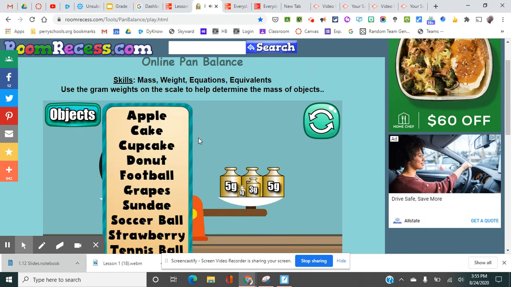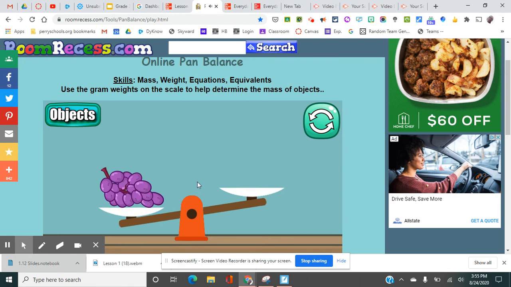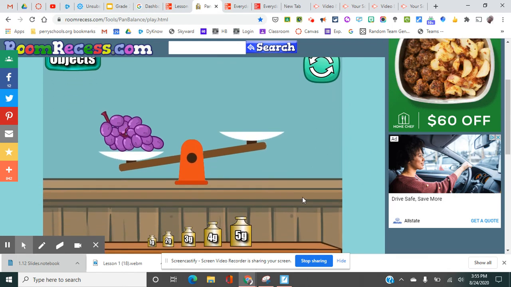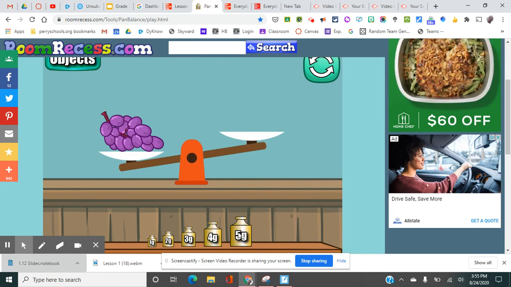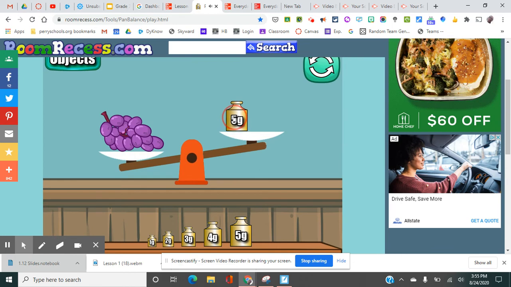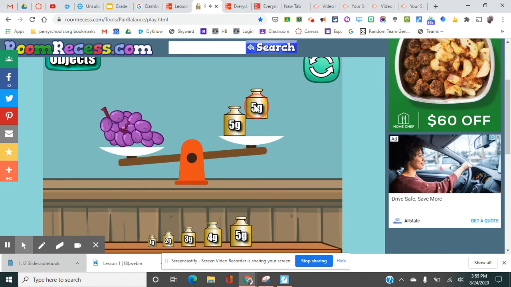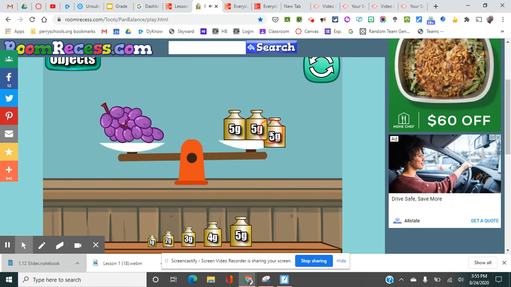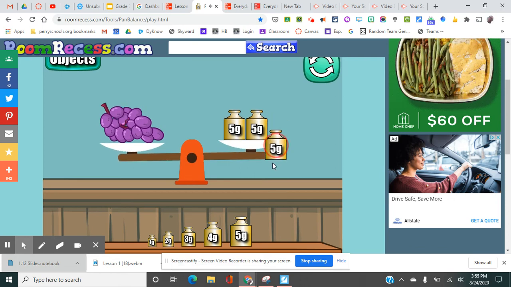Let's see. I'm going to pick grapes. So we put some grapes in there. I think the grapes are going to be less than the soccer ball, but more than the donut. So I think it's going to be more than 5. Let's see if it's more than 5. Let's see if it's up to 10. Could it be 15? Nope. Right.